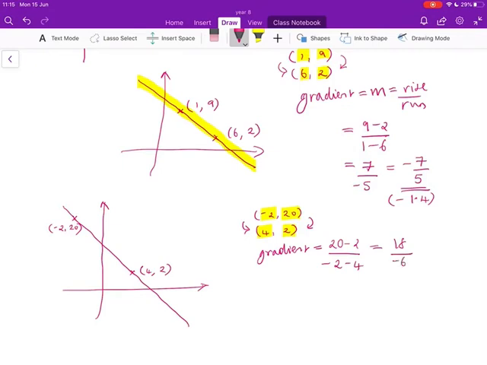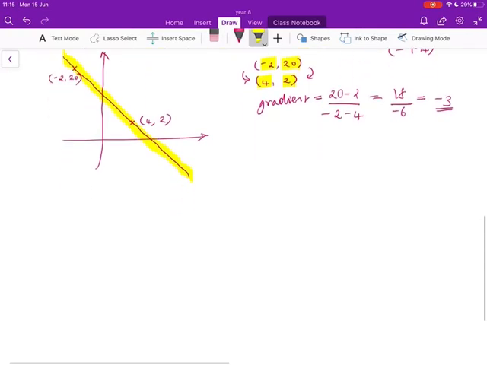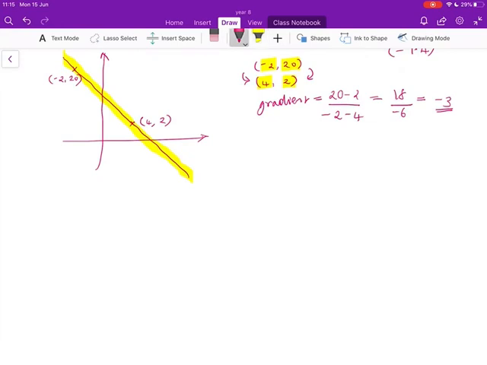So 20 subtract 2 is 18. Minus 2 subtract 4 is minus 6. 18 divided by 6 is 3. So 18 divided by minus 6 is minus 3. And we expect it to be a negative gradient because it's sloping down that way.